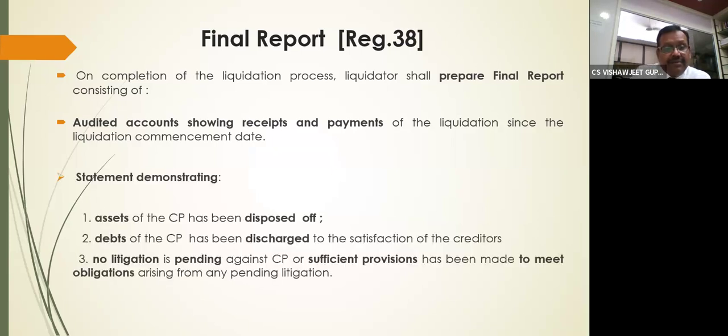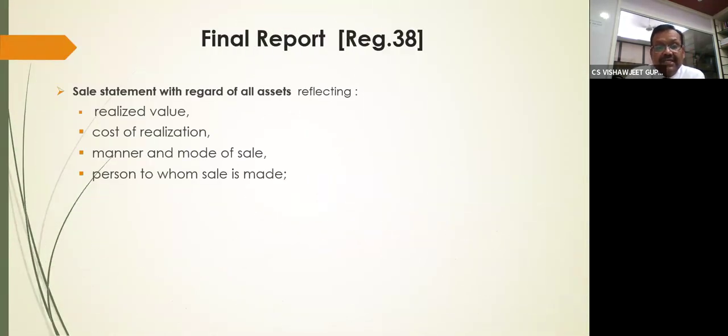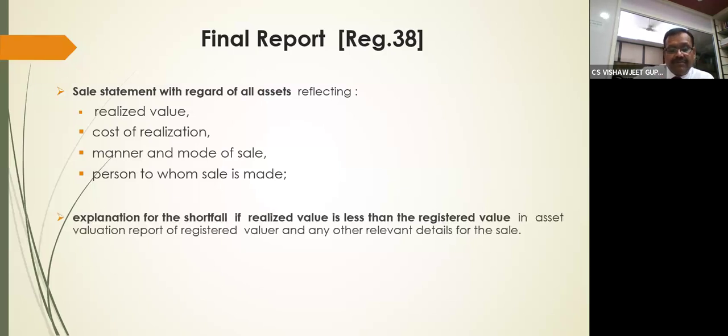Right? Number one. Number two, a statement demonstrating that assets of the CP have been disposed of, debts of the CP have been discharged to the satisfaction of the creditors, no litigation is pending against the CP, or sufficient provision has been made to meet all the obligations arising from the pending litigations. And a sale statement with regard to all the assets, reflecting realized value, cost of realization, manner and mode of sale, and the person to whom the sale has been made. This sale statement with regard to assets is to be mentioned in the final report.